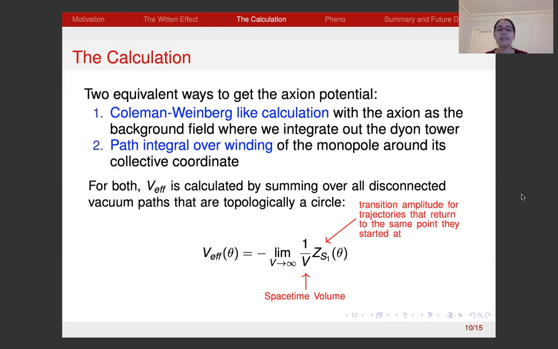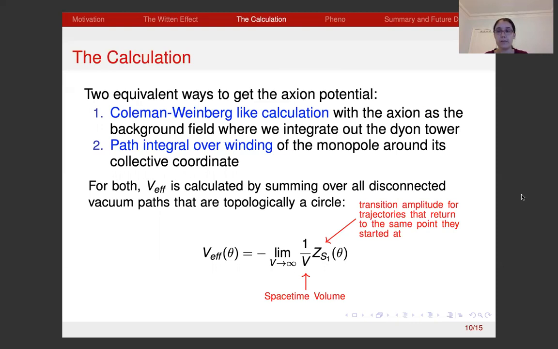In both cases, the effective potential V effective is calculated by summing over all disconnected backgrounds that are topologically a circle. This is the analog of the closed string theory case, where we sum over insertionless tori. So here, V effective is equal to minus the limit as V goes to infinity of 1 over V times Z of S1, where V is the space-time volume, and Z of S1 is the transition amplitude for trajectories that return to the same point that they started at.